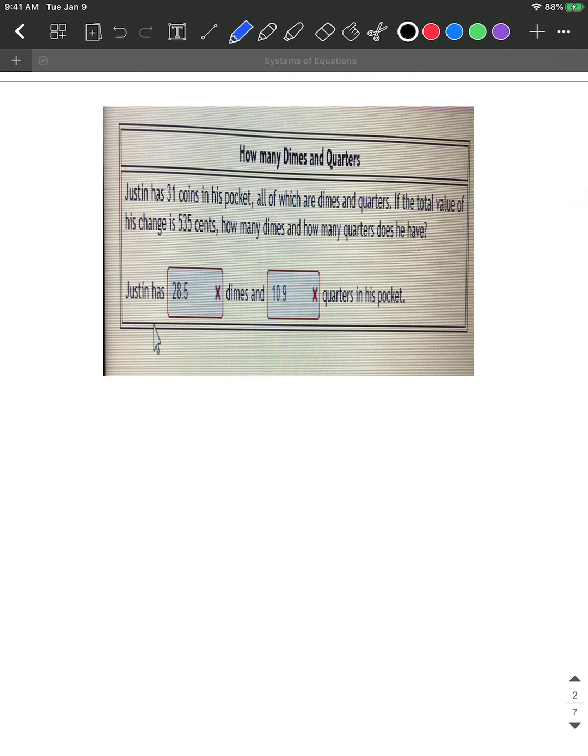Let's go ahead and look at the problem first and read what they tell us, and we'll determine what we're looking at. Justin has 31 cents in his pocket, all of which are dimes and quarters. If the total value of his change is 5.35 cents, how many dimes and how many quarters does he have? Right now, like I said before, we have to set up two different equations. One will be for the total amount of change he has.